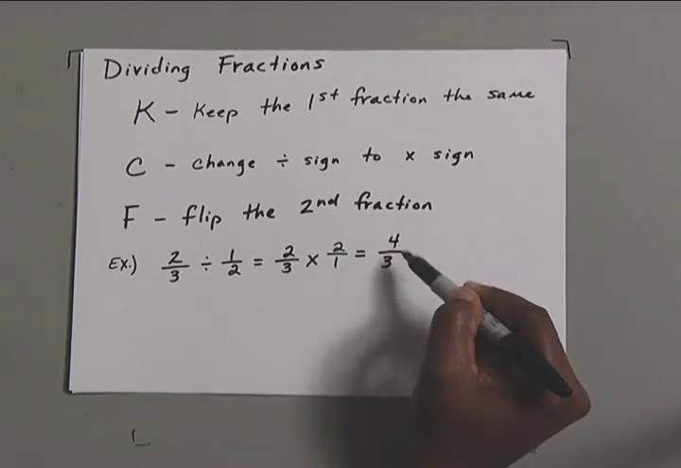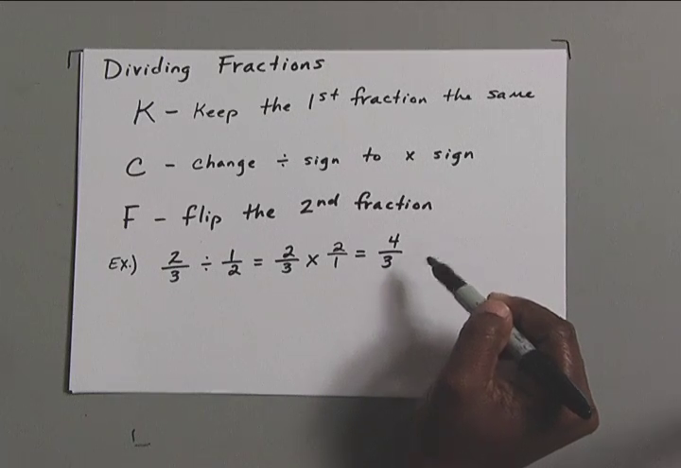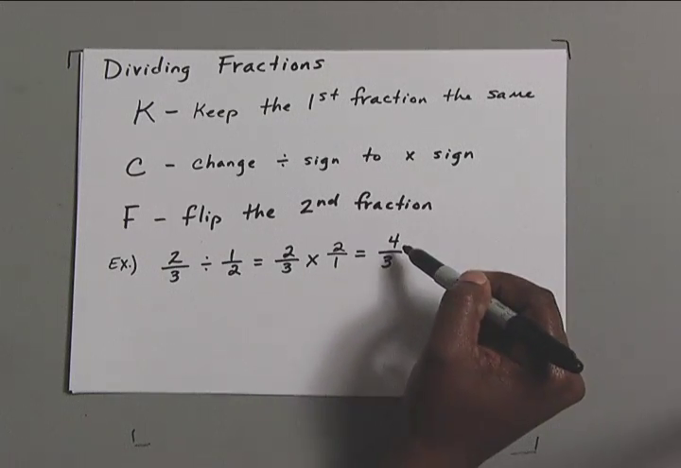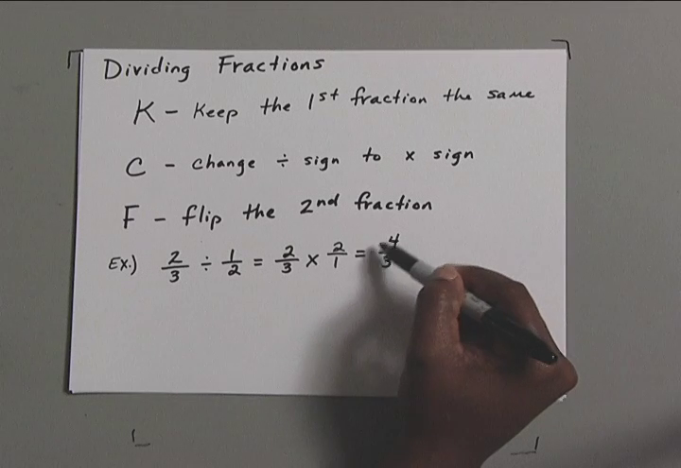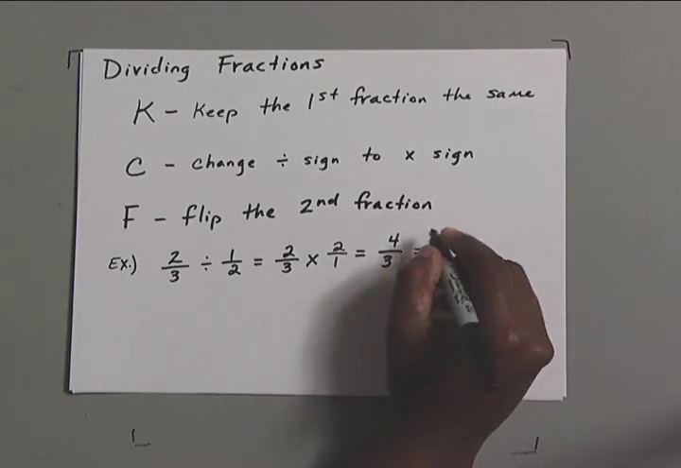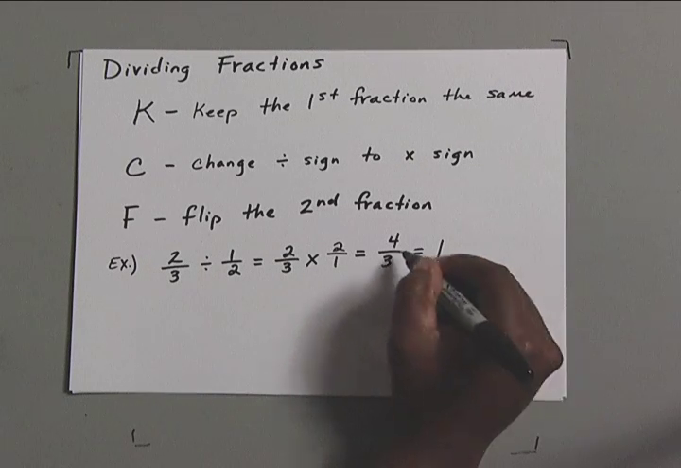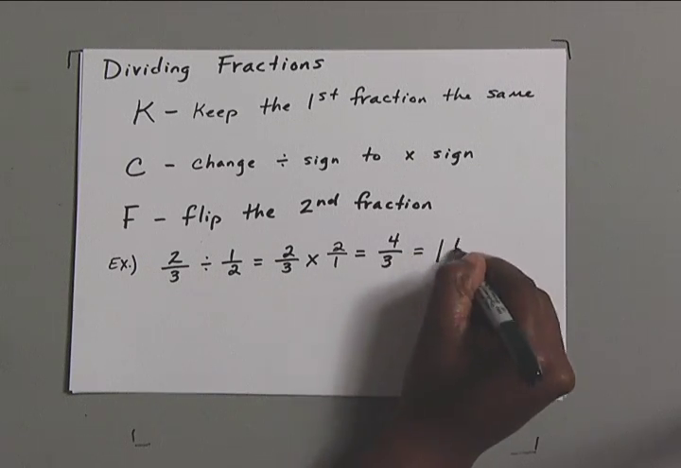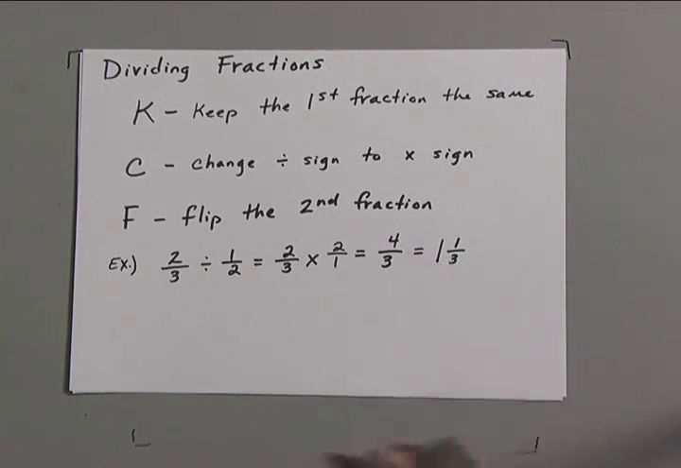We're left with an improper fraction, and we learned earlier that we are to divide the bottom number into the top number, and so we know that 3 goes into 4 one time. 4 minus 3 is 1, and the bottom number stays the same.